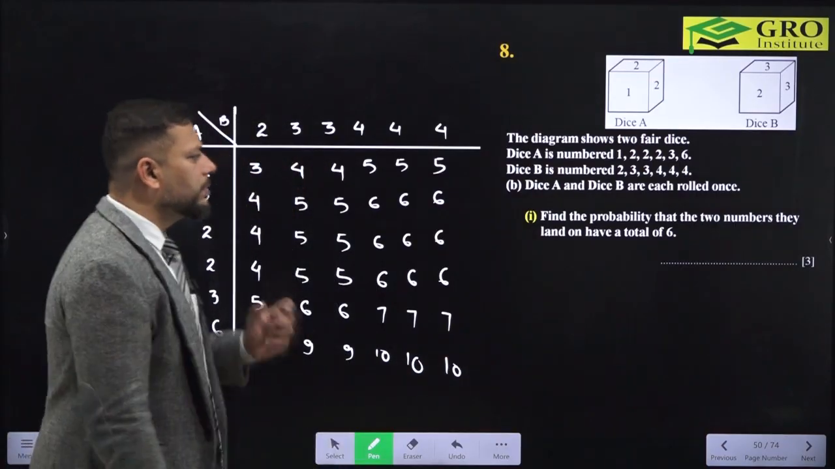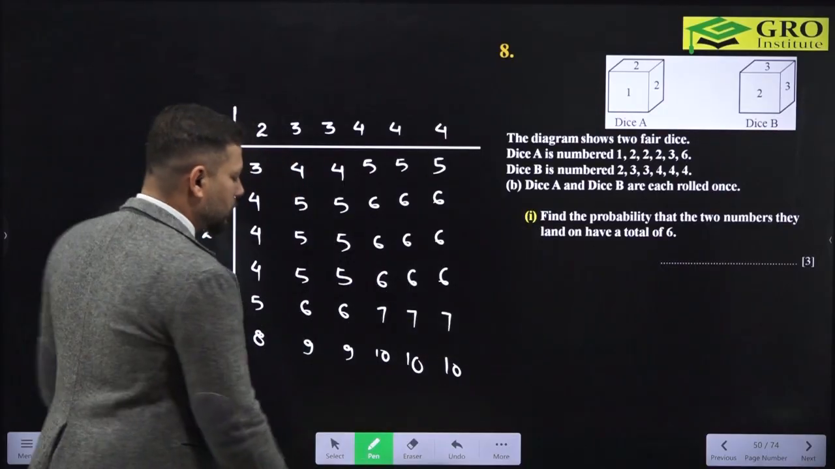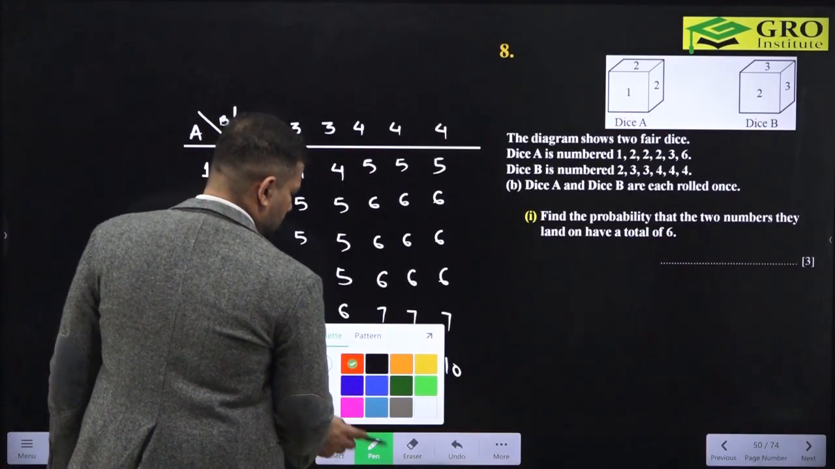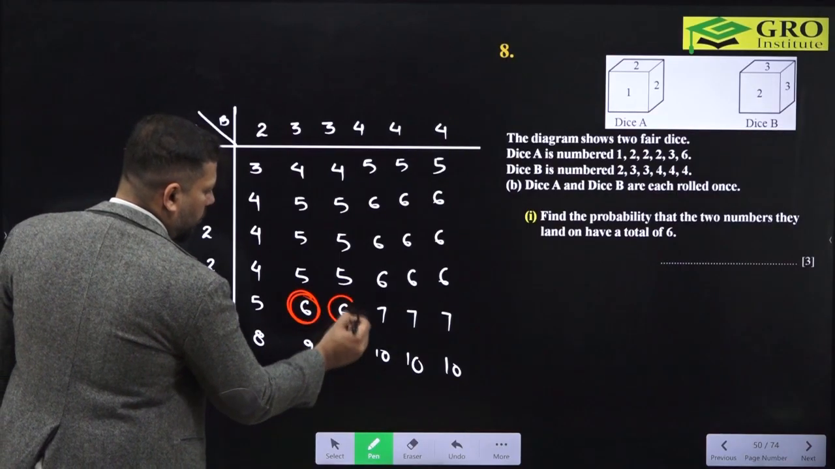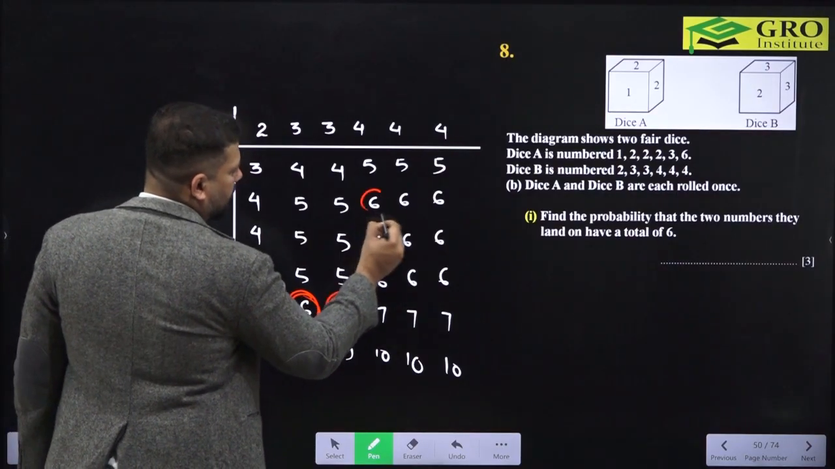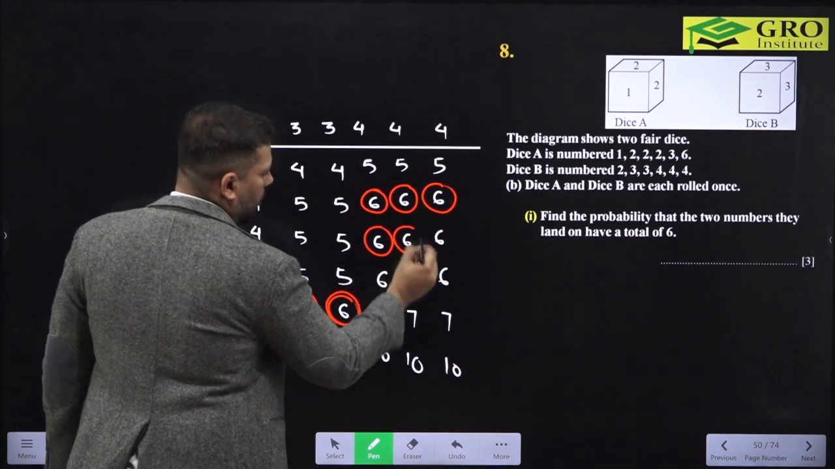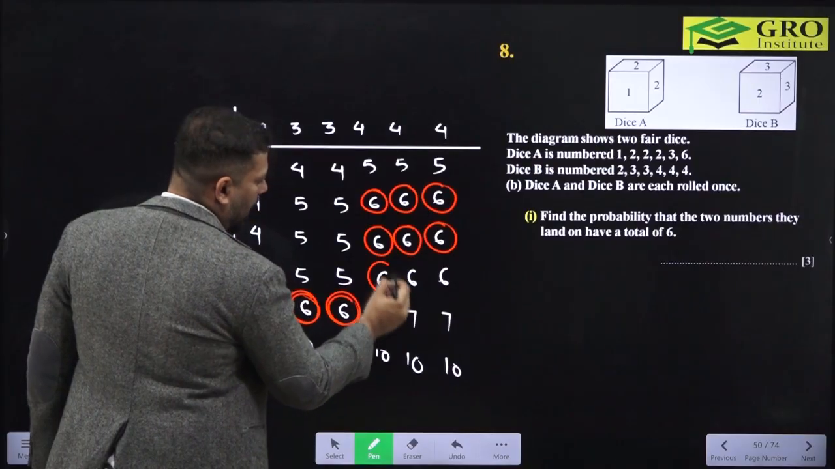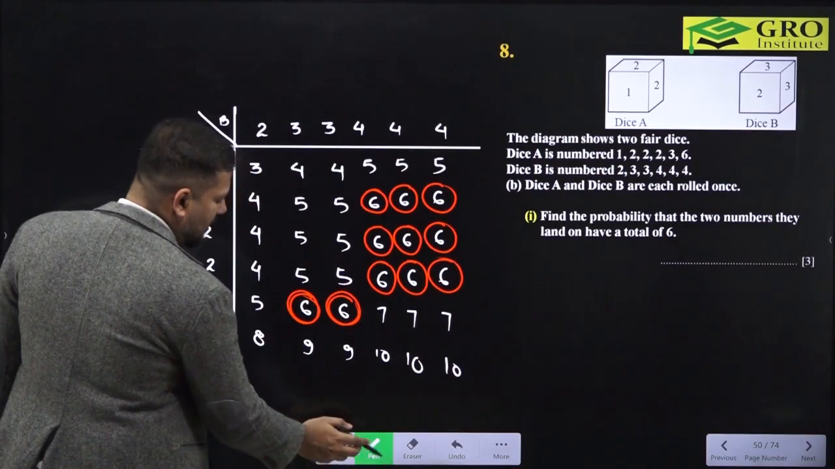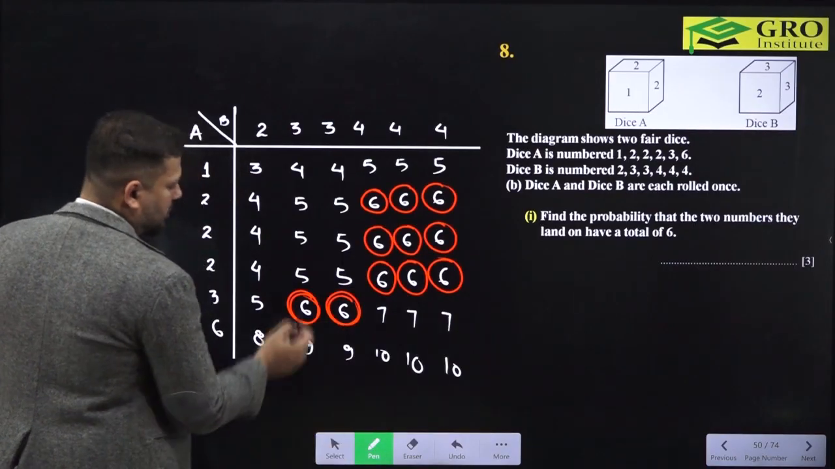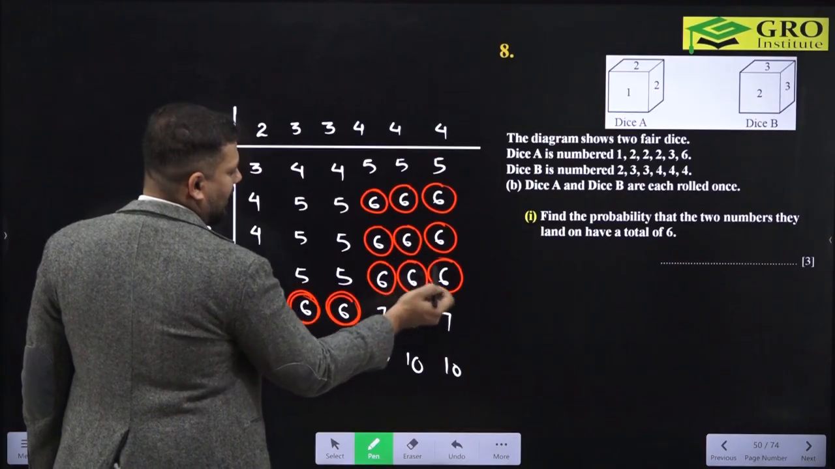So what are the favorable cases, guys? We need the sum to be 6. So how many 6 do we have? Let us highlight them. We get a 6 over here, one more here, then we have some 6 over here. So if I count them, how many times are we getting the sum as 6? It is here as 1, 2, 3, 4, 5, 6, 7, 8, 9, 10, 11.